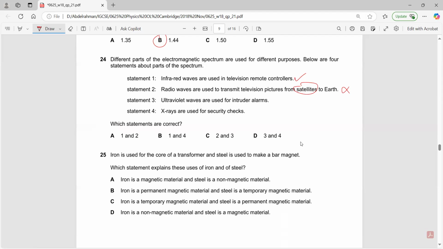Ultraviolet waves are used for intruder alarms. No, this is incorrect. Infrared radiation is used in intruder alarms. X-rays are used for security checks. Yes, definitely. So only 1 and 4 are correct.